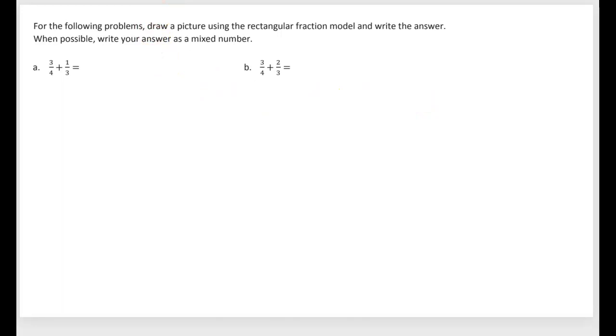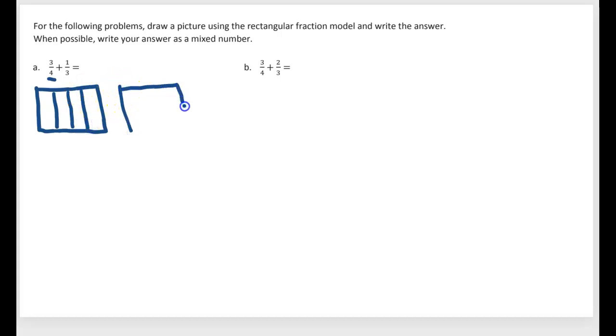So I'm going to start off by drawing a model for each of these fractions. So A has 3/4 plus 1/3. So that means I need a model for 3/4. And I'm looking at my denominator to determine how many units I need. So I'm going to start with my columns, 1, 2, 3, and 4. And then I'm going to draw another model for 1/3. And that denominator of 3 tells me I need 3 units. I'm going to make those my rows.